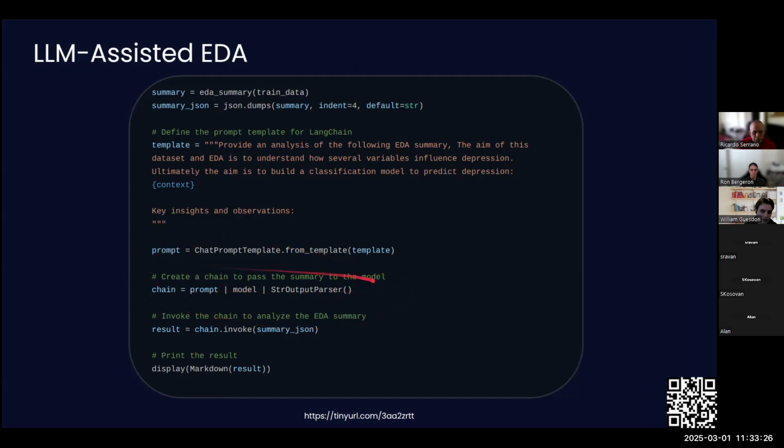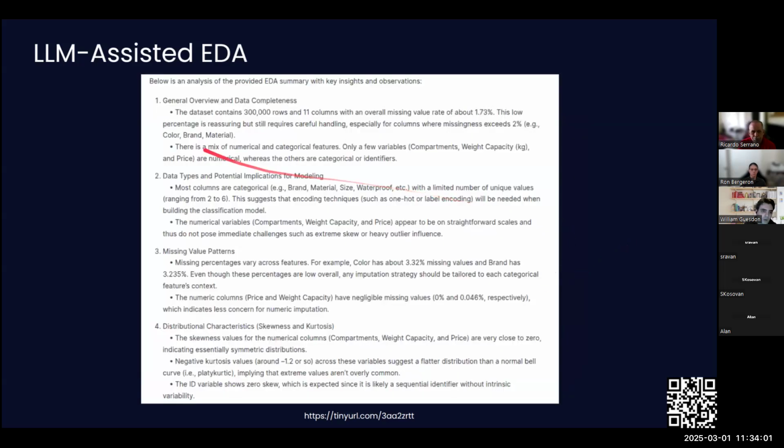I then use the StrOutputParser from LangChain to inject the summary JSON inside the context, which takes place when you run chain invoke. And then the context is replaced by the summary JSON, which contains the summary of the dataset in a JSON format. And because LLMs tend to generate all their output in Markdown format, it's quite convenient. I just need to run display and Markdown, and then everything will be formatted nicely in the Kaggle or Jupyter notebook output.